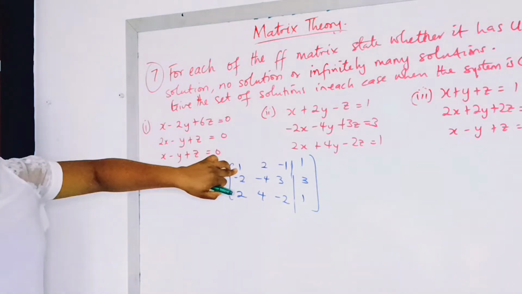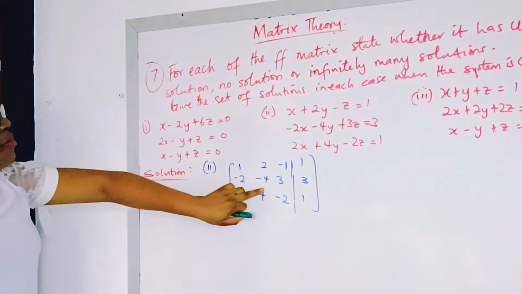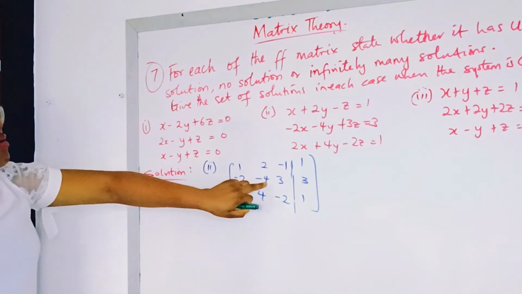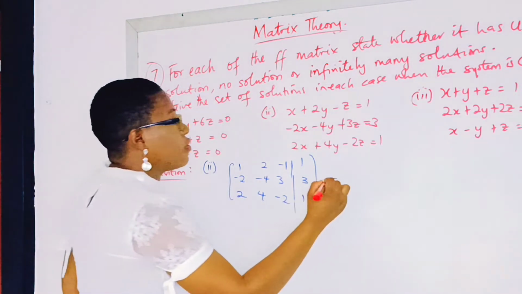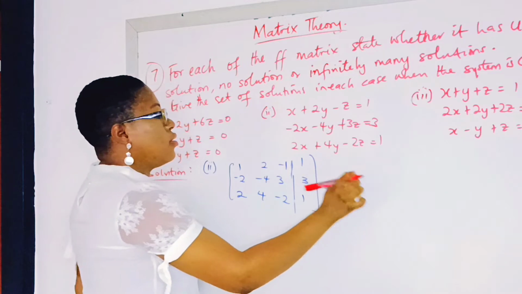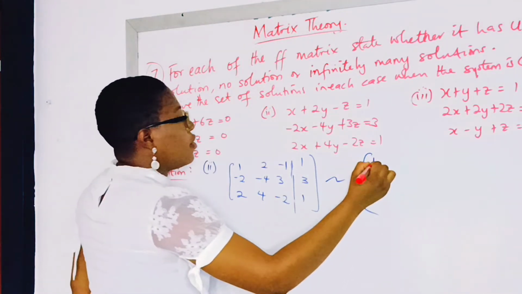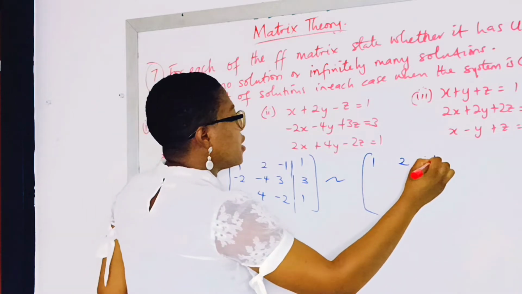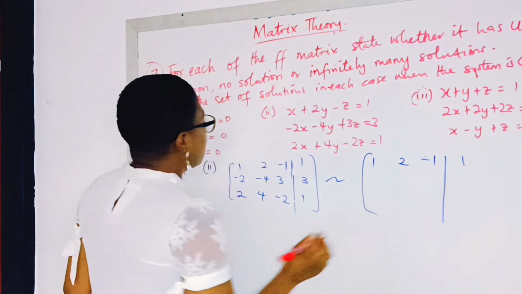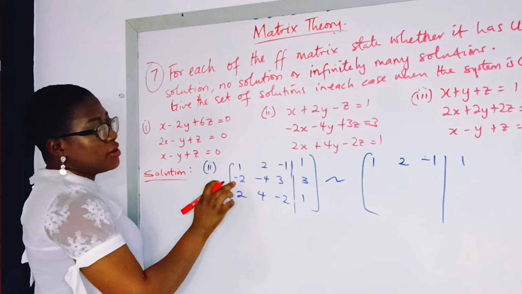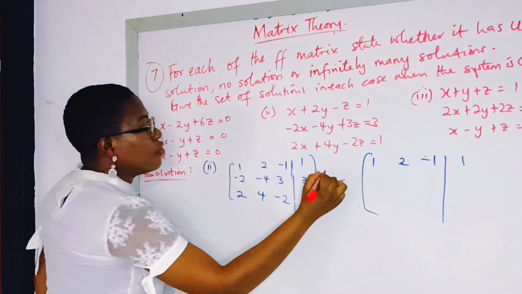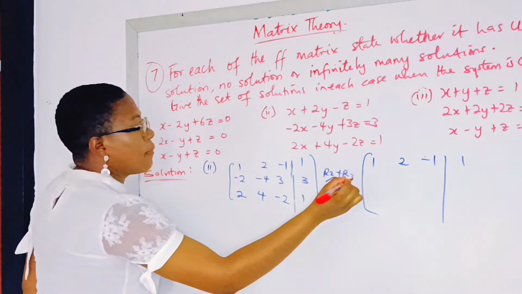We have this as 1, so we are okay. The next step is to have this as 0 and this as 1. So this will give me, I'll keep my row 1 the way it is. I like it like that. Then my row 2, I want here to be 0. So I can say row 2 plus row 3.